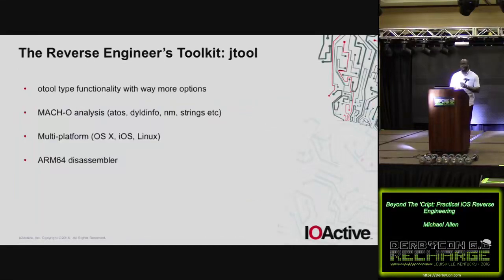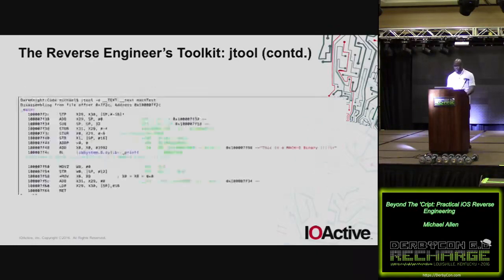JTool. JTool is the new hotness. Usually you would see otool being recommended, right? But otool is the Mach-O binary Swiss Army knife. JTool offers otool functionality with a lot more options, right? So you can do Mach-O analysis, you can run strings, nm, and it's supported on multiple platforms, OS X and iOS, and it's an ARM64 disassembler. An example is shown here of dumping the text section of a simple binary using the jtool -d option.